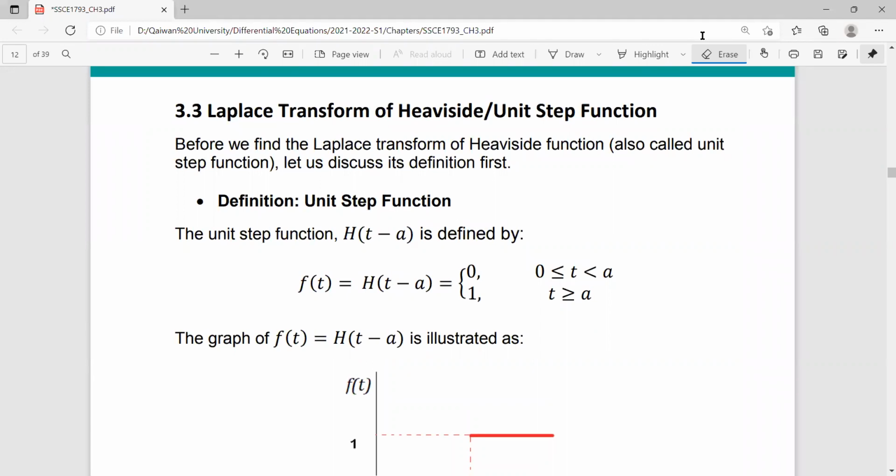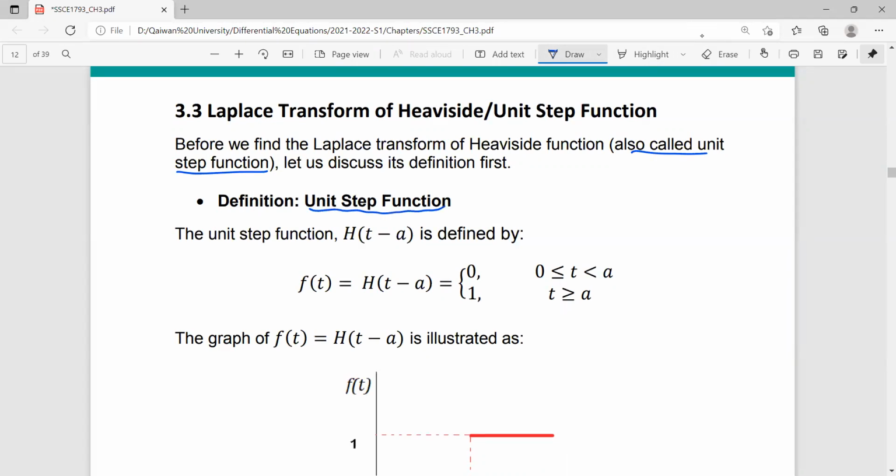We finished the second section in this chapter in the last lecture. We now have the Laplace transform of the Heaviside or unit step function. Before we find the Laplace transform of the Heaviside function, it's also called the unit step function. Heaviside function and unit step function are the same. Here we have the unit step function. It's the definition of the unit step function.